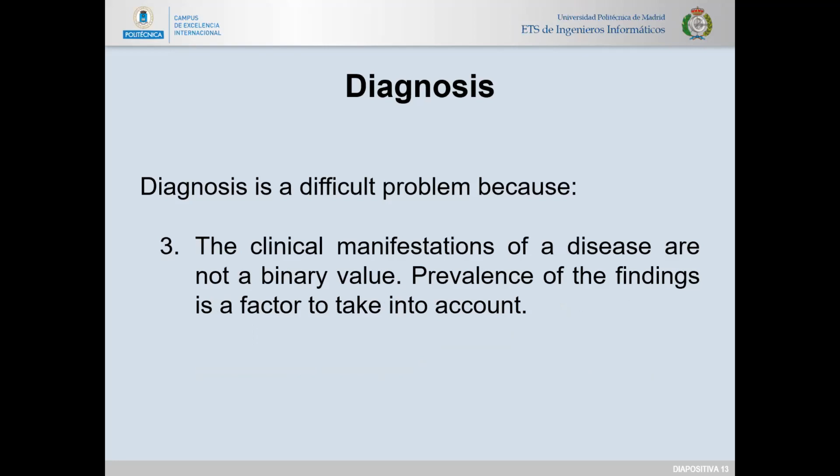Another thing is that the clinical manifestations of a disease are not a binary problem, not a binary value. The prevalence of the findings is a factor to take into account, but the prevalence of the findings in a disease really depends on the population where this disease has been studied. It depends on the population for several reasons.